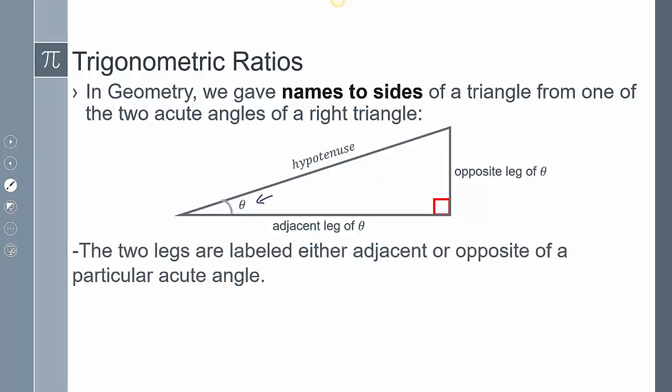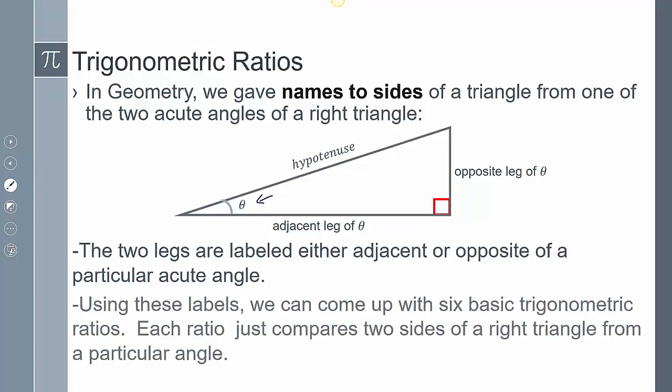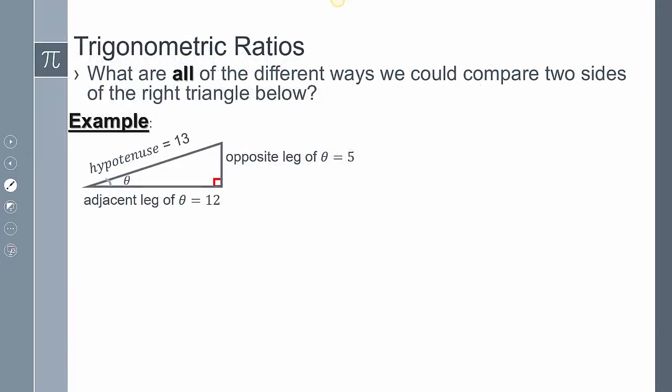Now the 2 legs are labeled either adjacent or opposite, like I said, and using these we could actually compute the 6 different trig ratios, and we're going to see that in the next slide. So let's just say hypothetically I take that same triangle, but I say my opposite leg is 5, my adjacent leg is 12, and my hypotenuse is 13. I can actually compare the different sides to the hypotenuse, or even the different sides to each other, to create these different ratios.